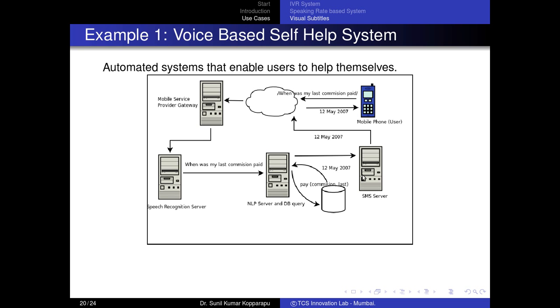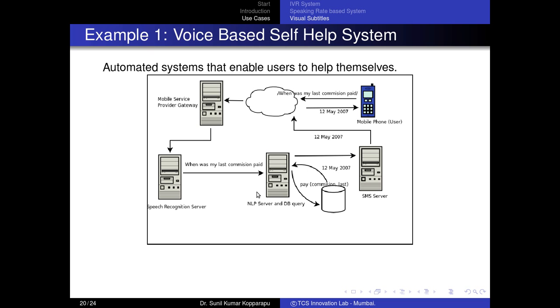The query is actually going to the mobile service provider gateway, then to the speech recognition. It understands what the speaker has asked. Then there is the natural language processing database which gets back the query and gives it back to the user. So the technology that enables the mobile phone user to interact with the data is the whole of the speech recognition kind of a thing.